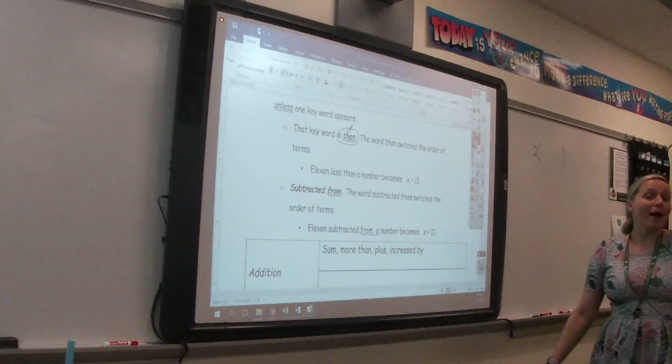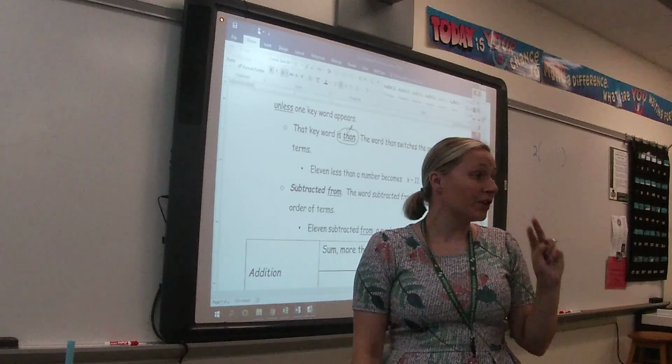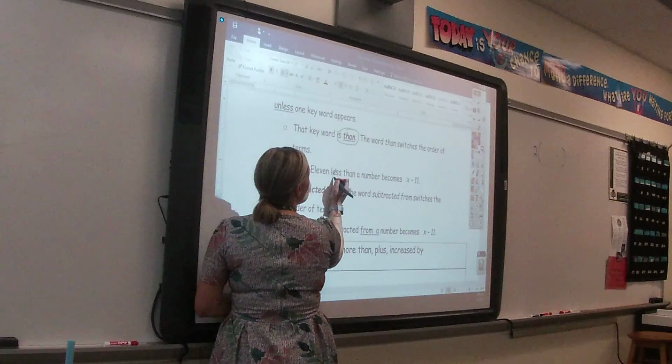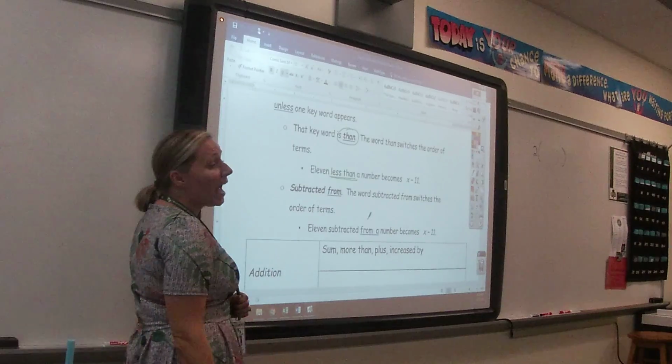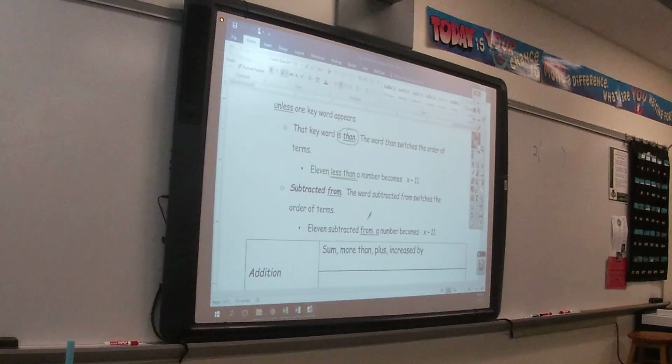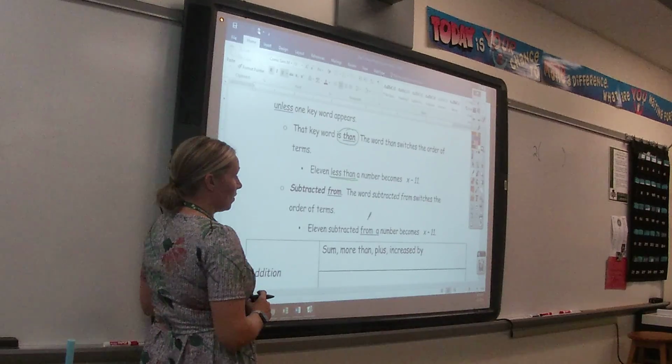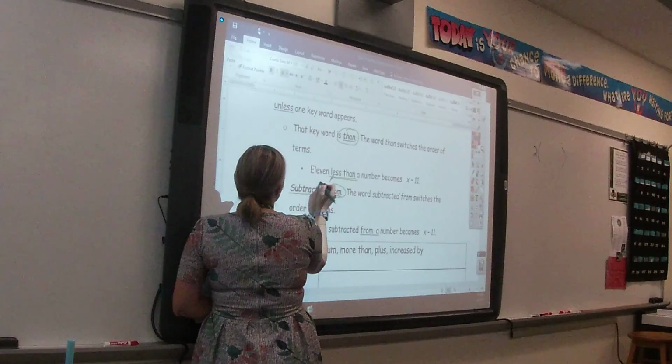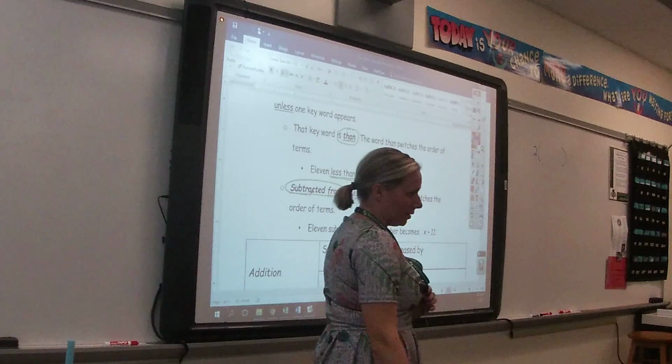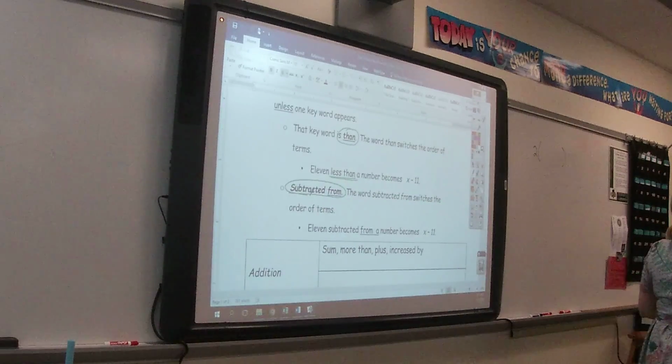No, so we'll still get the correct answer even if we don't switch order with addition. But with less than, we are going to have to switch the order, and we talked about that week 1, so that's going to come up again. I so struggle with saying this one. Subtracted from tells us to change the order as well.